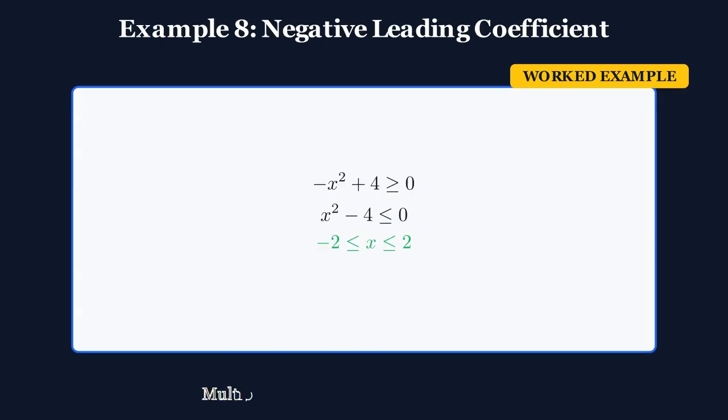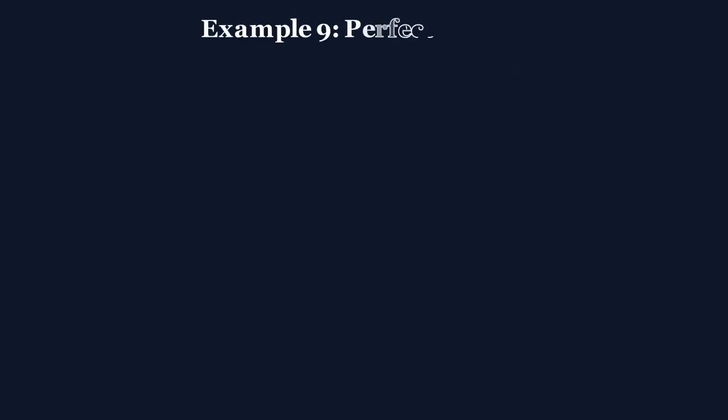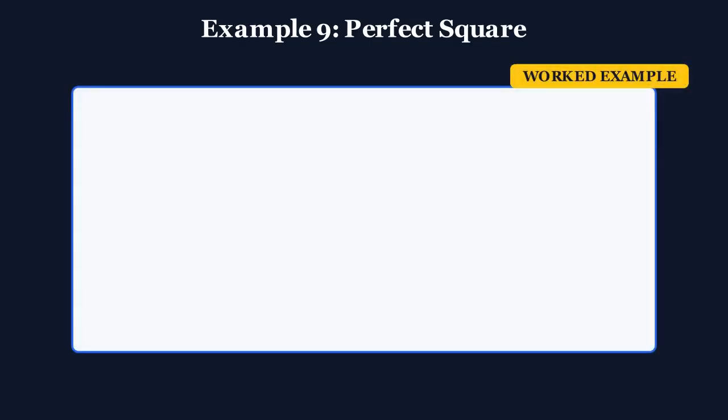Solve x minus 3 squared greater than 0. A square is always non-negative, and it equals 0 only at x equals 3. Therefore, the solution is all real numbers except x equals 3.